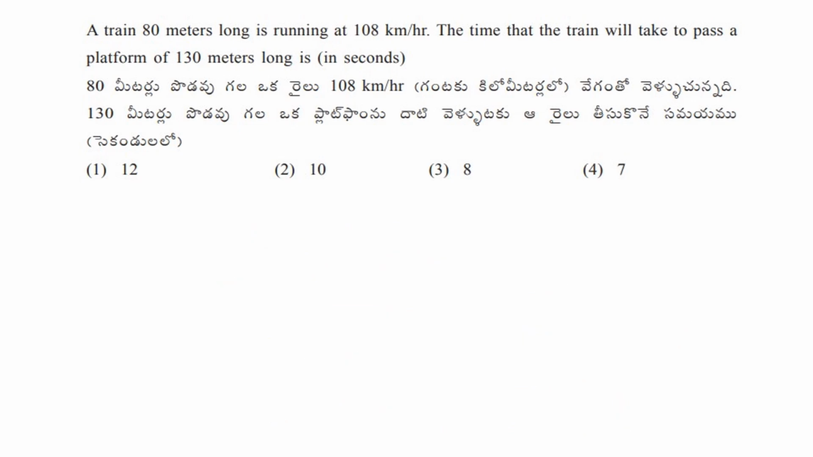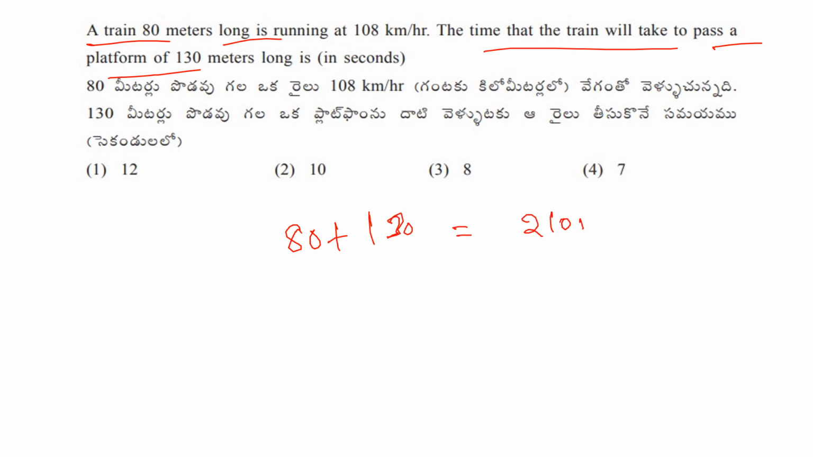So what is the distance here? A train 80 meters long, right? 80 plus the platform of 130 meters. So what is the platform distance? 130 meters. Total 210 meters. 108 kilometers per hour, right? This is the speed. Speed is equal to 108 kilometers per hour.